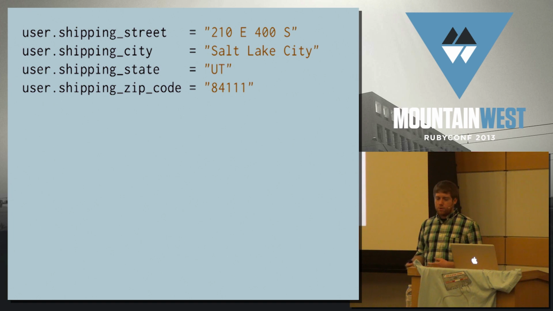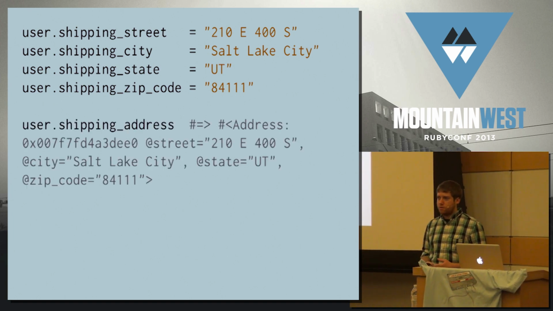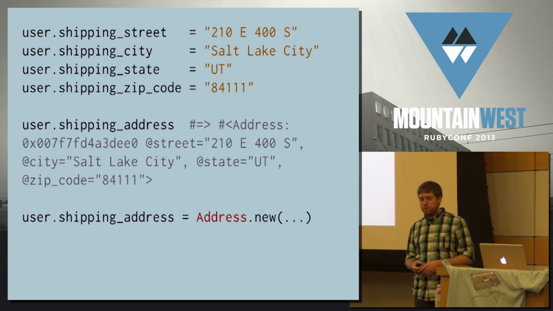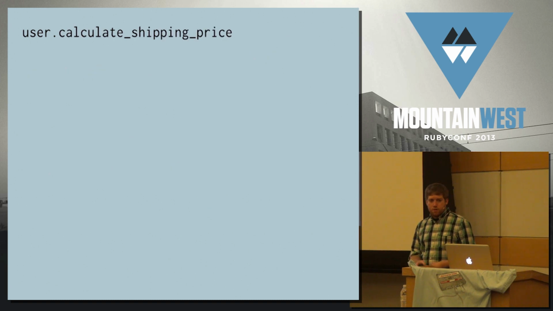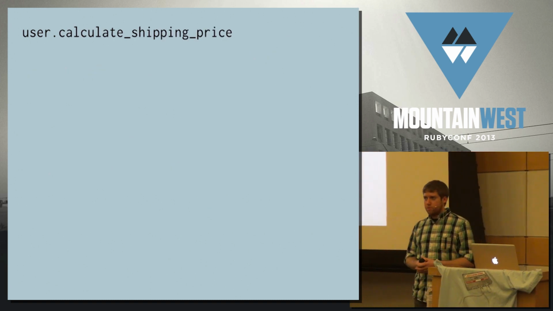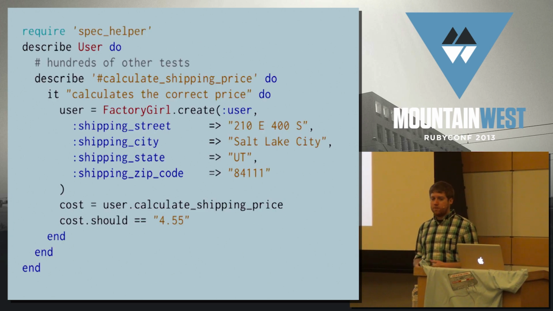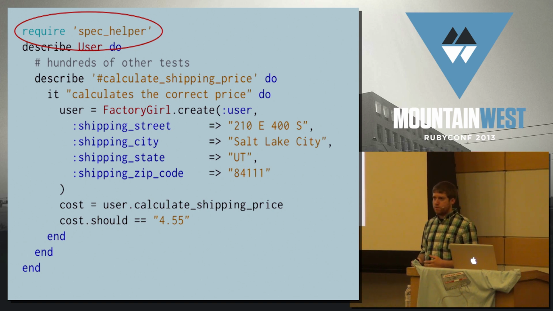And so when the data gets set on the model as it comes out of the database like this, we can ask for the shipping address, and it'll give us this value object. And we can also assign into it with a value object, and it will decompose it onto the constituent fields. And so there's a little bit of pain with the original version of this user.calculate shipping price, and some of this pain is evident from our tests. We have to require spec helper, which requires our application, which requires all of Rails, and makes our tests take 30 seconds to start.